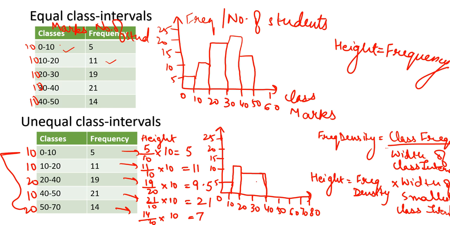Then for 40 to 50, it becomes 21. We'll simply construct it as 21. Then from 50 to 70, our height becomes 7. So this is our height. So thus we can say that this is our histogram, where for the unequal class size intervals, we can see that the width of the bars is changing with class intervals and the height has become proportional to the class widths. So this is how we make the histogram for equal and unequal classes.